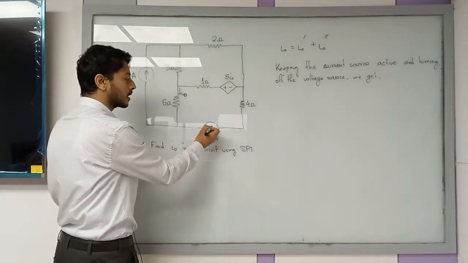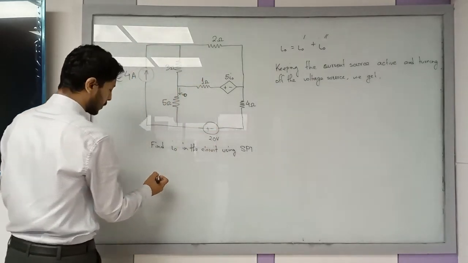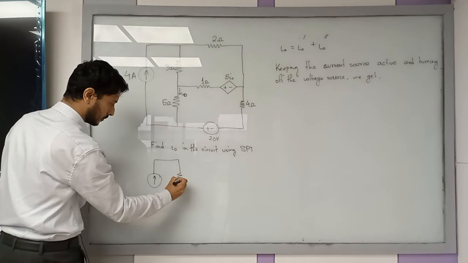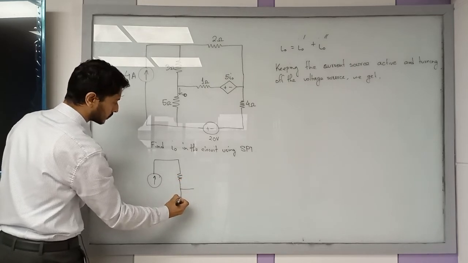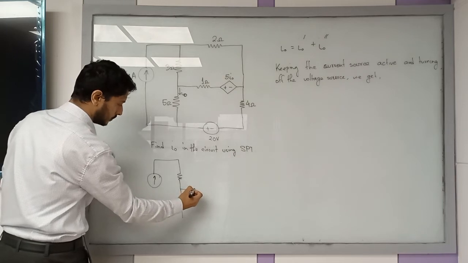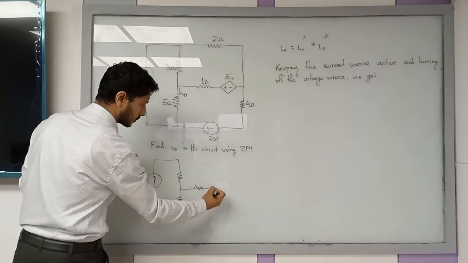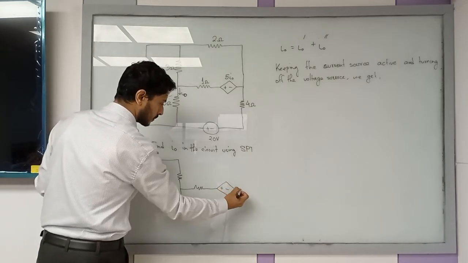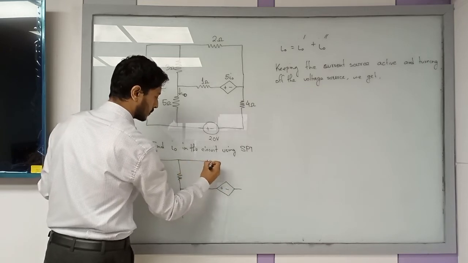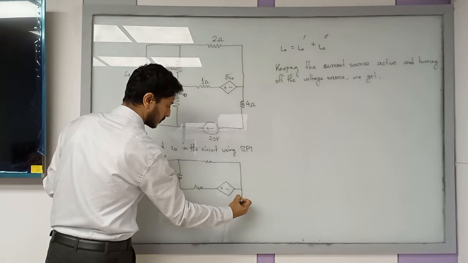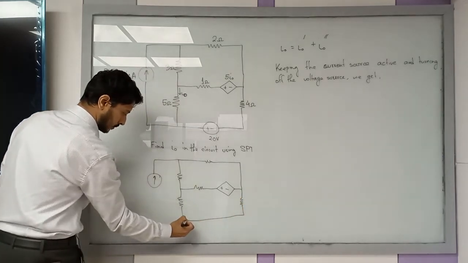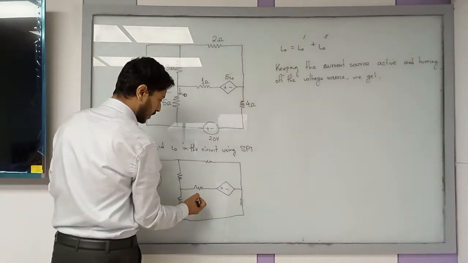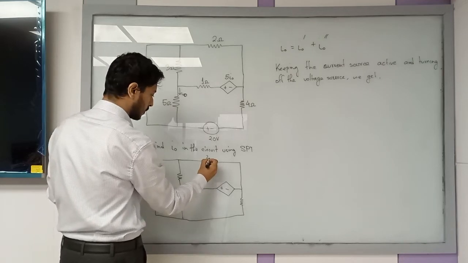So if we short this, basically the circuit looks like this. Your circuit will look like the second diagram.